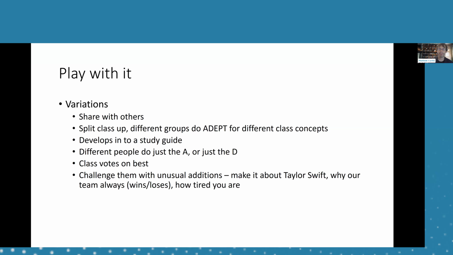You can split the class up, and you might have the left-hand side of the classroom do ADEPT for independent samples t-tests, and the right-hand side of the classroom do ADEPT for paired sample t-tests. Or you might have the left side of the classroom do the process for mammals, and the right side do the process for insects. Just adapt it to reflect what your course concepts are.